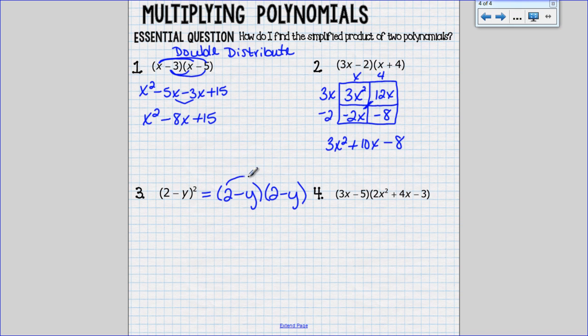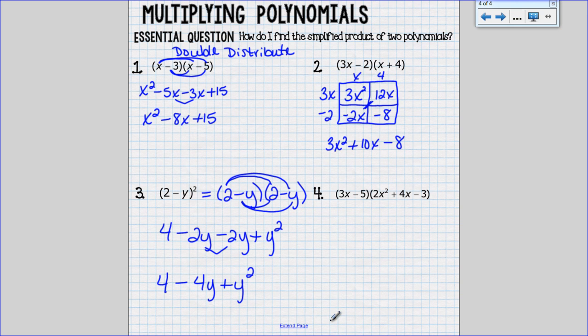So double distribute. 2 times 2 makes 4. 2 times negative y makes negative 2y. Negative y times 2 makes negative 2y. And negative y times negative y makes positive y squared. Now these two terms I can put together, so I have 4 minus 4y, it's negative 2 minus 2, plus y squared. There is your solution to that one.